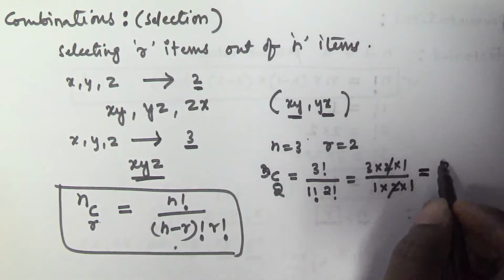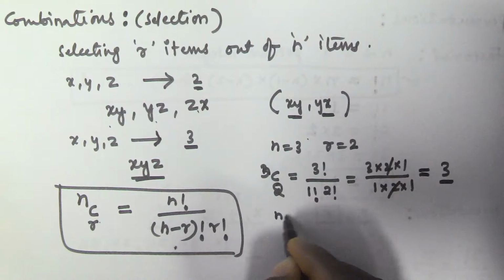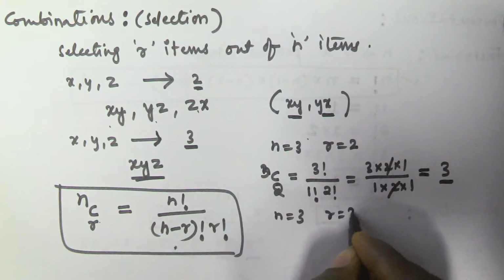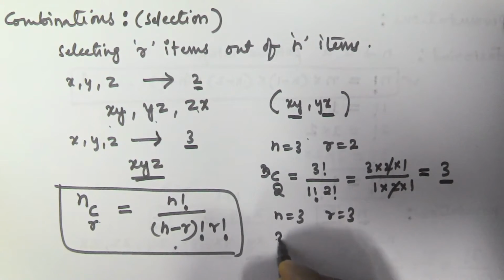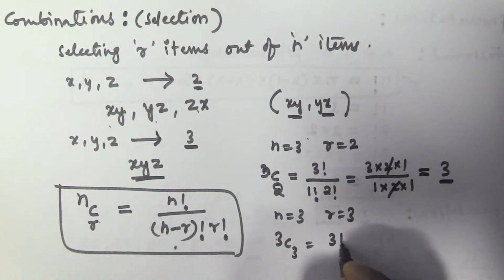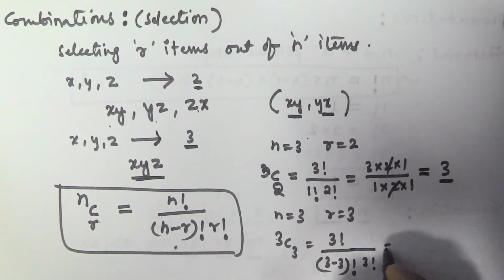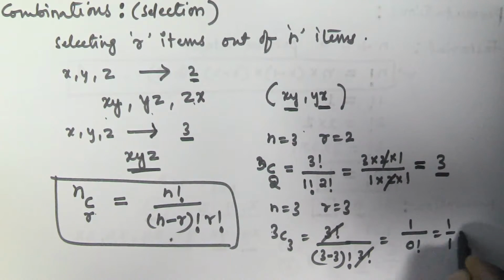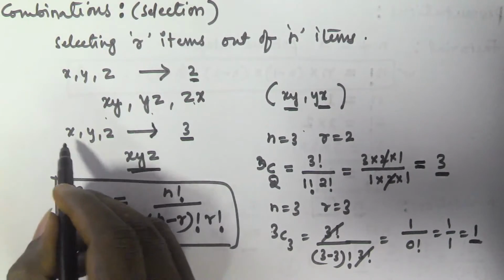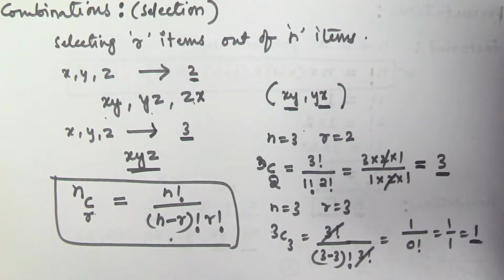The 3 possible selections are xy, yz, zx. Now we will check for this one. Here n is 3 and the r value is also 3, because we are selecting 3 items out of these 3 items at a time. So 3C3 is equal to 3 factorial by (3 minus 3) factorial into 3 factorial. The 3 factorial cancels, so 1 by 0 factorial. As we know, 0 factorial is equal to 1, so 1 by 1 is equal to 1. So there is only one possibility of selecting 3 items out of these 3 items, that is xyz.